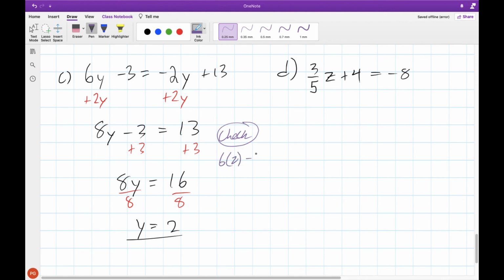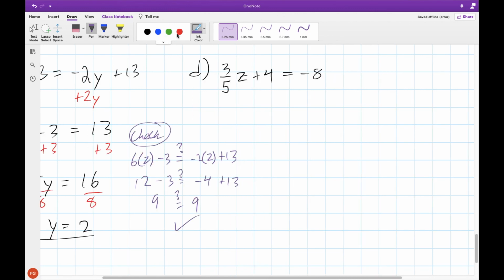6 times 2 minus 3, is that the same as -2 times 2 plus 13? This is going to be 12 minus 3. This would be -4 plus 13. 12 minus 3 gives us 9. -4 plus 13 also gives us 9. So we know we got the right answer.